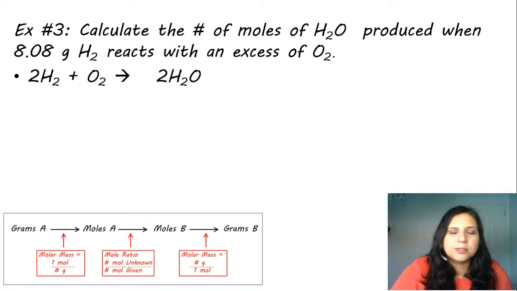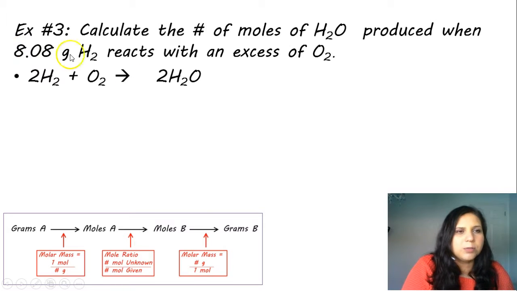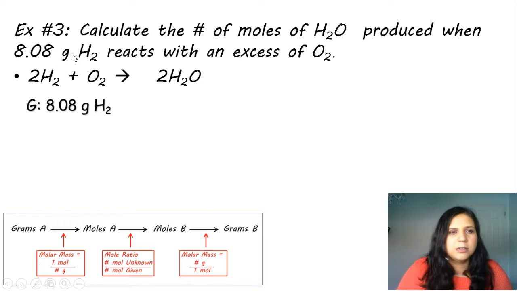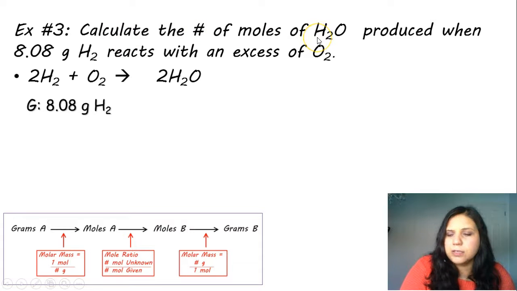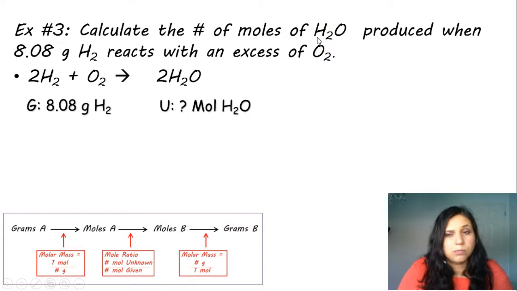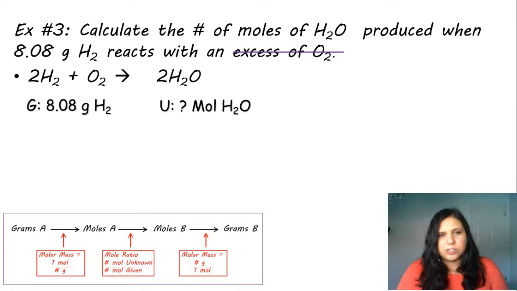Okay, so let's figure out the given, the unknown, and the steps. So the given is the number in its unit, 8.08 grams of hydrogen. The unknown, it says the number of moles of water. So we're going to go question mark mole water. Perfect. And then we have that whole excess again. So just cross that out. We don't need that anymore after we've got the balanced equation.